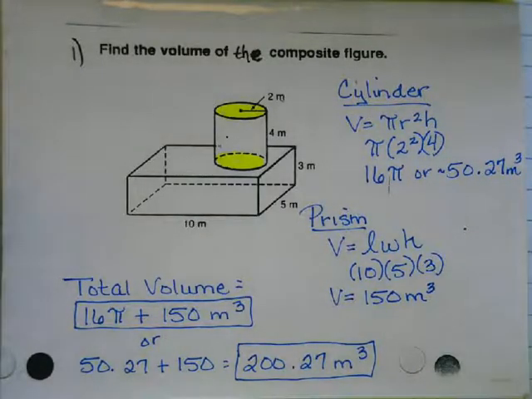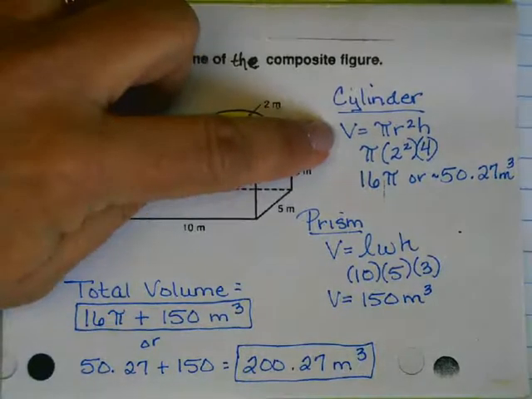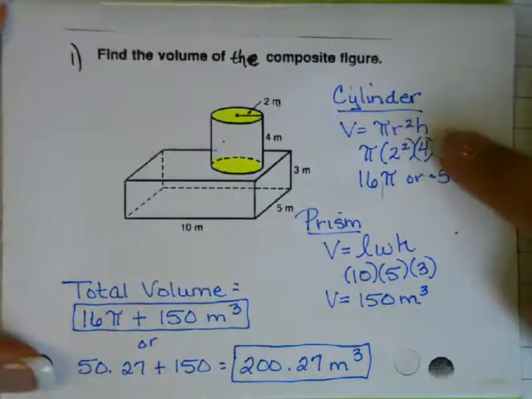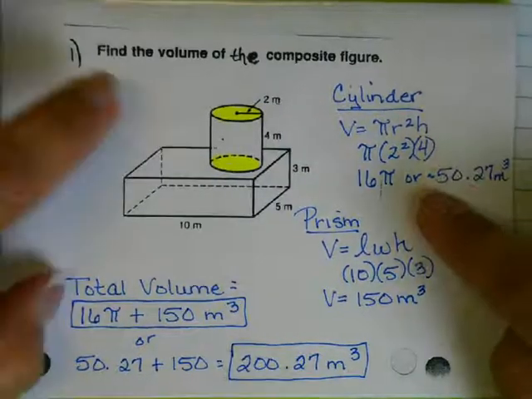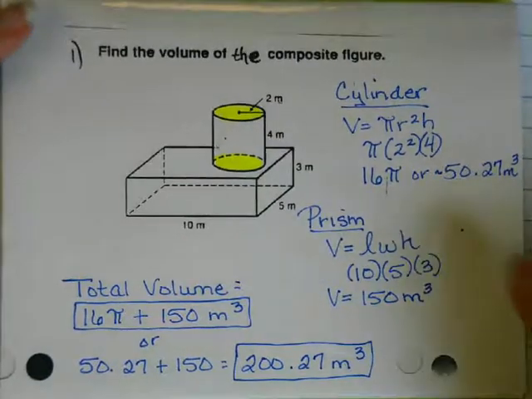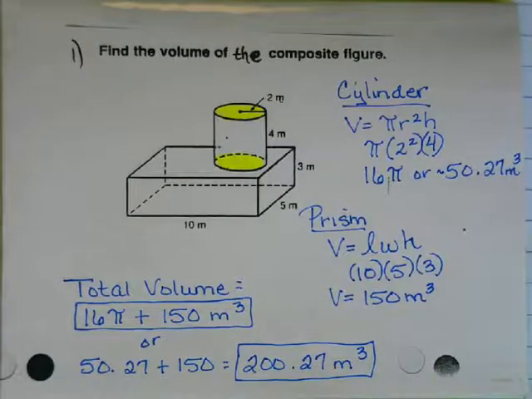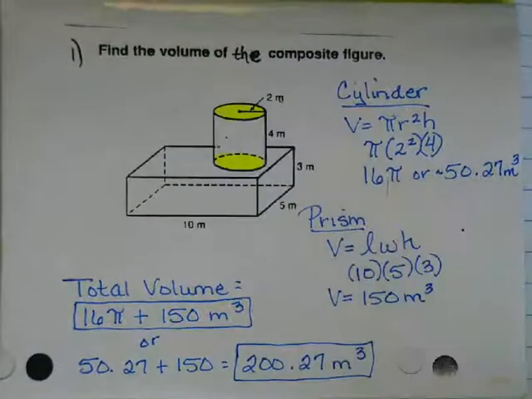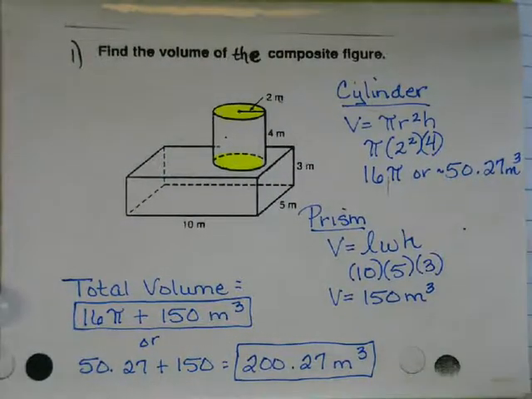So we're going to do volume equals big B, which is the area of the base, which is where I got pi r squared, times H. So you just fill it in. There's your radius, there's your height. You get 16 pi for an exact answer, or about 50.27 meters cubed. Don't forget, anytime you round, you need to put the squiggle in front of it so that it means about. Okay, it's not an exact figure.